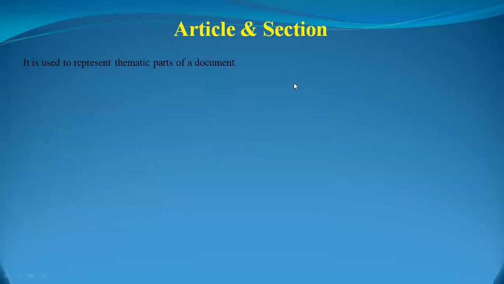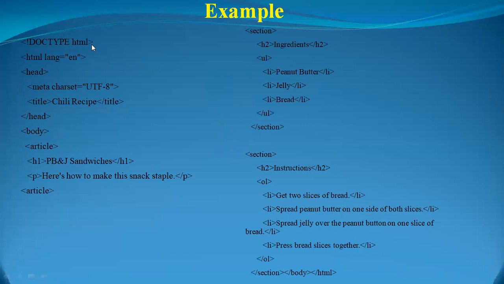Then article and section are used to represent a thematic part of the document. See here, the document, HTML, HTML language English, the head tag is there, the meta tag should be there. Under the title tag, Chili Recipe, the head tag should be closed. The body tag should be opened. The article tag should be opened, then H1, PB and J Sandwiches, H1 should be closed. The paragraph tag shows how to make the snack. The paragraph should be closed, then the article should be closed. Then section, H2, Ingredients, the unordered list. The list items are peanut butter, jelly, and bread. Close the unordered list, and close the section also.